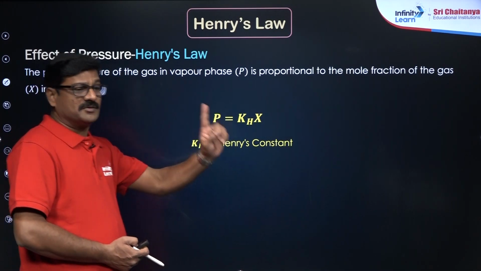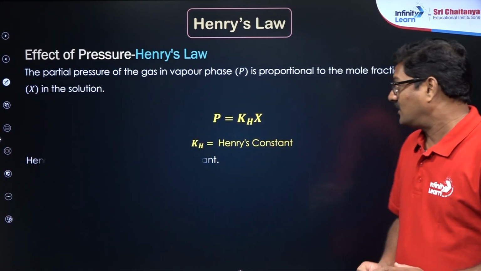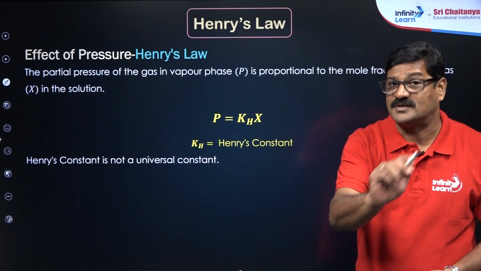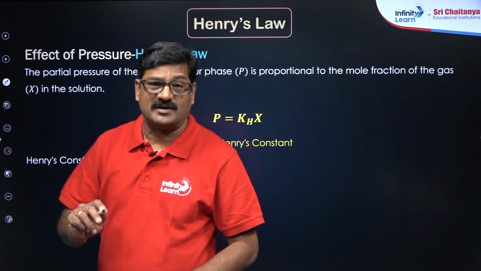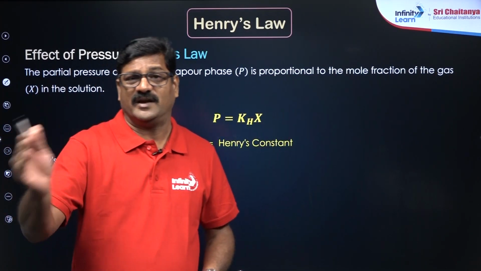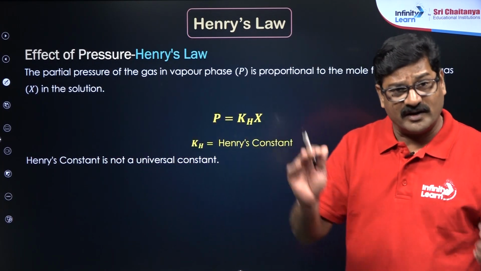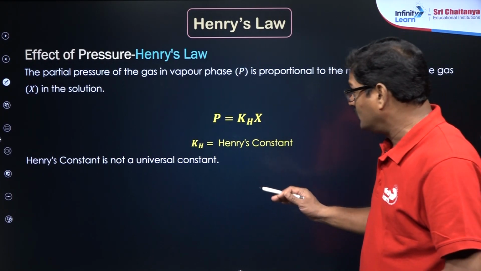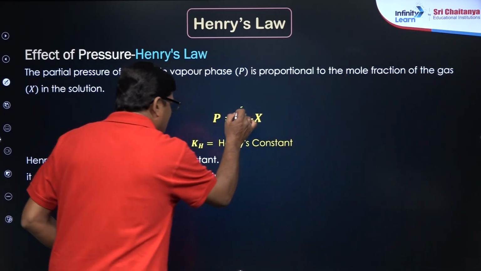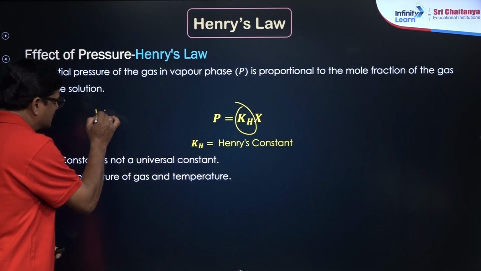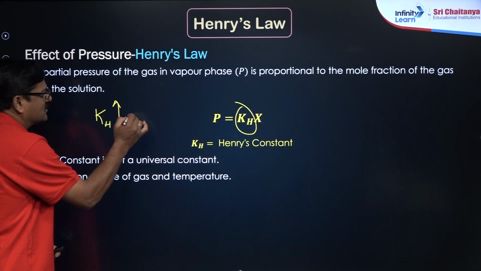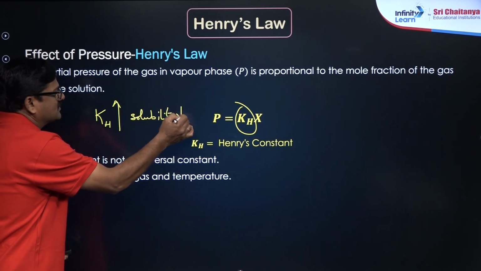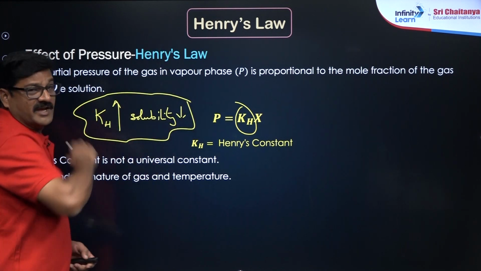Here Kh, what do you call it? Henry's law constant. According to this, it is a constant for a gas at a constant temperature. This is very, very important. If the gas is changed, its Henry's law constant is going to change. For a given gas, as the temperature is changed, it is going to change. And I want to say, for a given gas, as the Kh value increases, solubility decreases. So, this is a simple trick that you can understand from Henry's law.